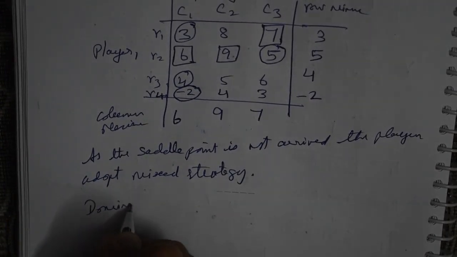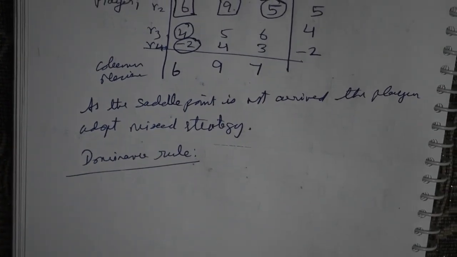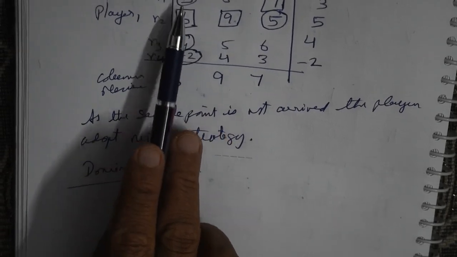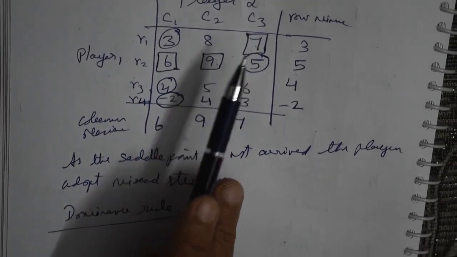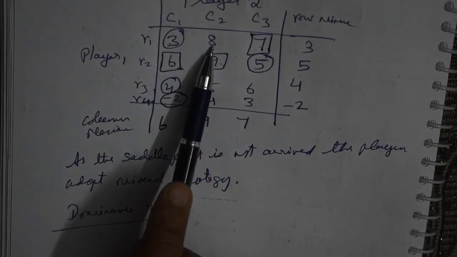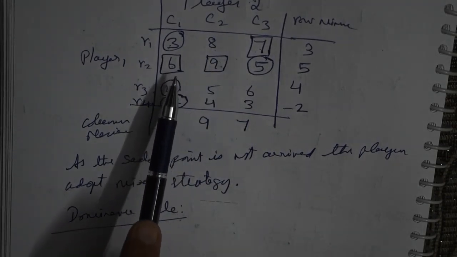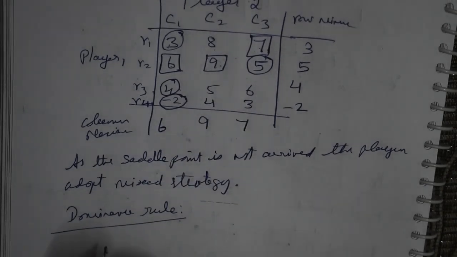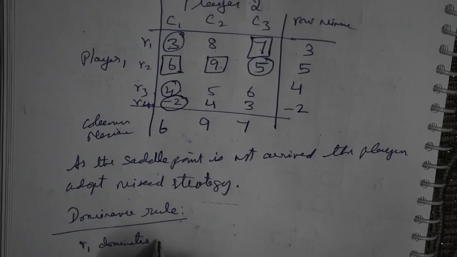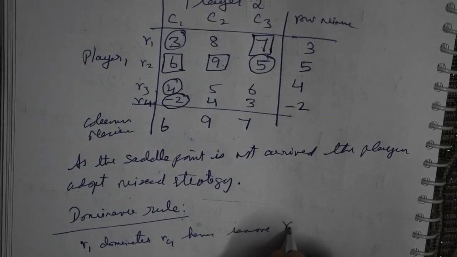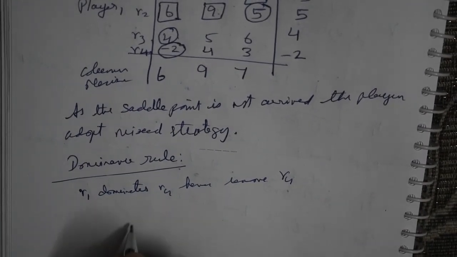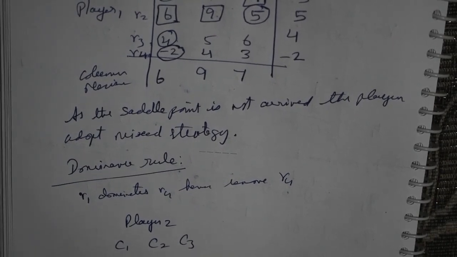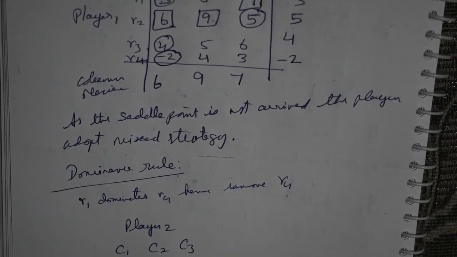Now let us apply the dominance rule to reduce the matrix. Compare any two rows. If I compare row 1 and row 2: 3 is small, 3 and 6, 3 is small, 8 and 9, 8 is small, 7 and 5, 7 is big, so I cannot cancel. Row 1 and row 3: 3 and 4, 3 is small, 8 and 5, 8 is big, so I cannot cancel. Comparing R1 and R4: 3 and -2, -2 is small, 8 and 4, 4 is small, 7 and 3, 3 is small, which means R1 dominates R4, hence remove R4 because we remove the smaller row. So player 2 has 3 columns whereas player 1 now has only 3 rows because the fourth row is eliminated.